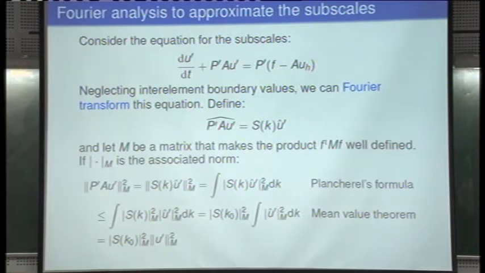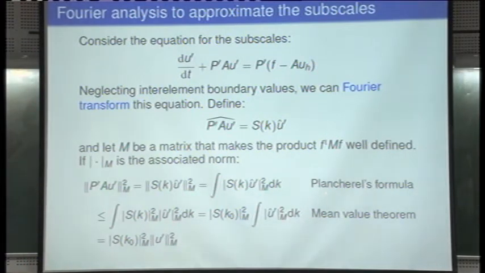Now I use just the Schwarz inequality, and this is smaller or equal to the norm of S times the norm of U prime. Okay? The norm of matrix S, and this is going to be a matrix now. This is a differential operator, but this is a matrix. And this is the norm of U prime. And now I'm going to use the mean value theorem. I know, if this is positive and this is positive, that there exists a certain wave number K0 for which this will be equal to this. So there exists a wave number that allows me to take out this value evaluated at K0.